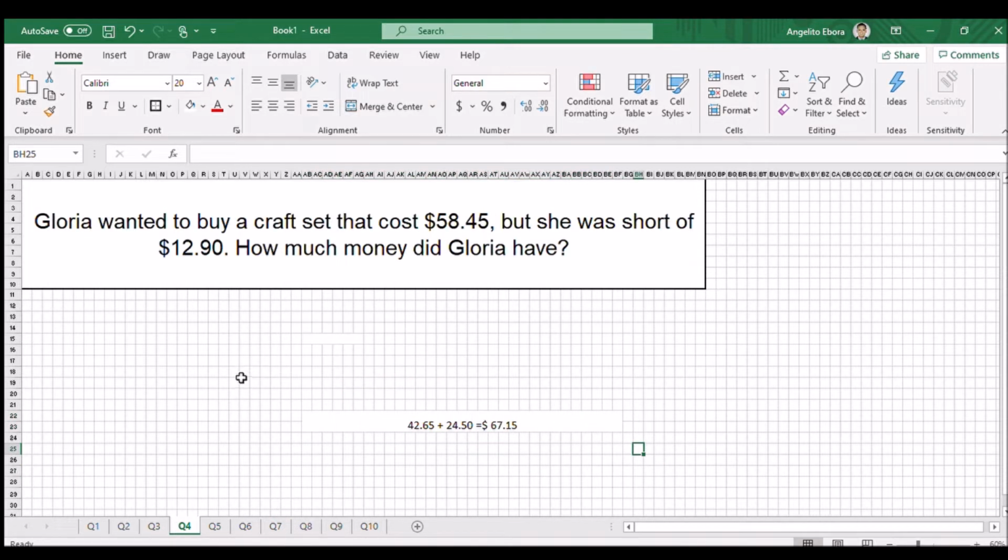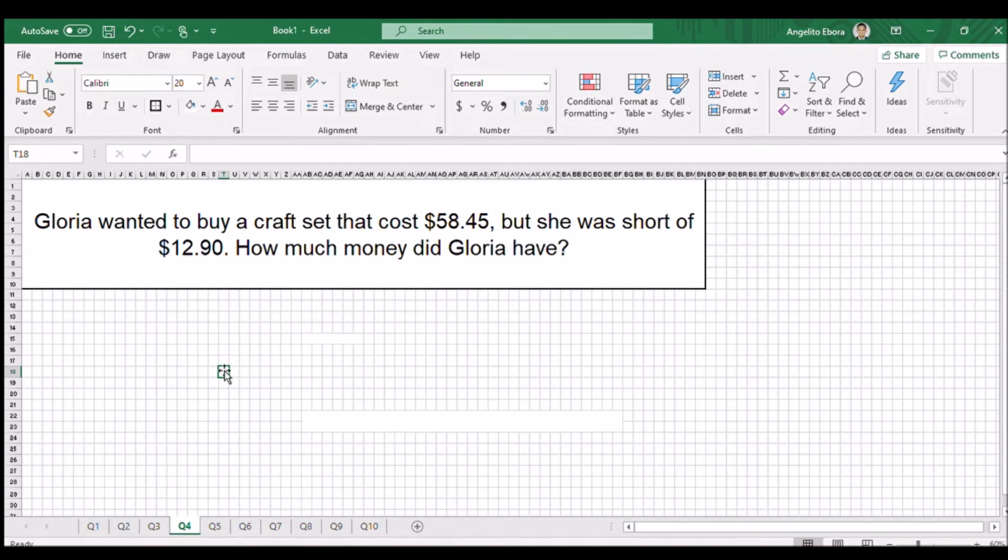Let's move on to question number 4. Gloria wanted to buy a craft set that cost $58.45, but she was short of $12.90. How much money did Gloria have? So this is the cost of the craft, and then she was short of $12.90. So we just have to subtract these two numbers to find Gloria's money.